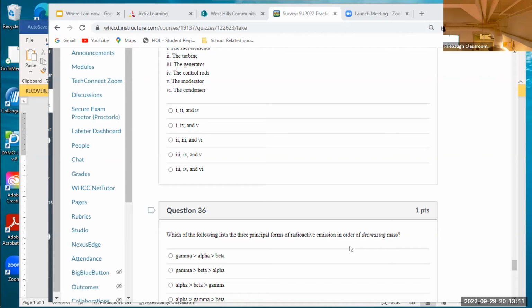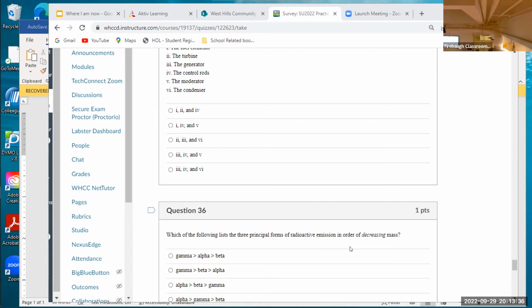So let's talk about the different radiations real quick. Number 36 says, which of the following lists the three principal forms of radiation emissions in order of decreasing mass? So we're going from high to low, right?